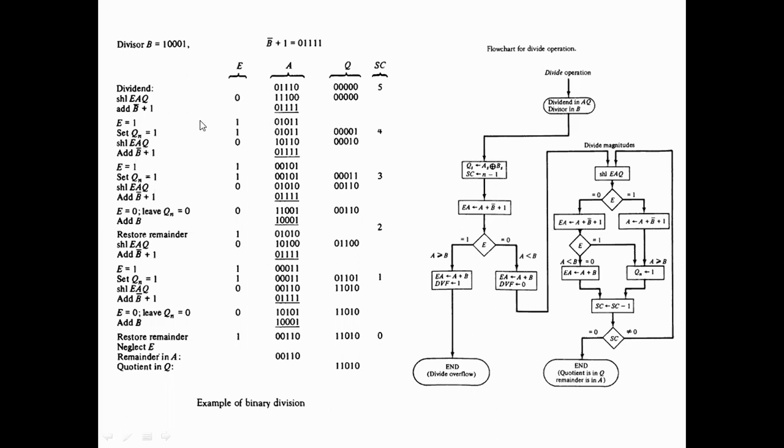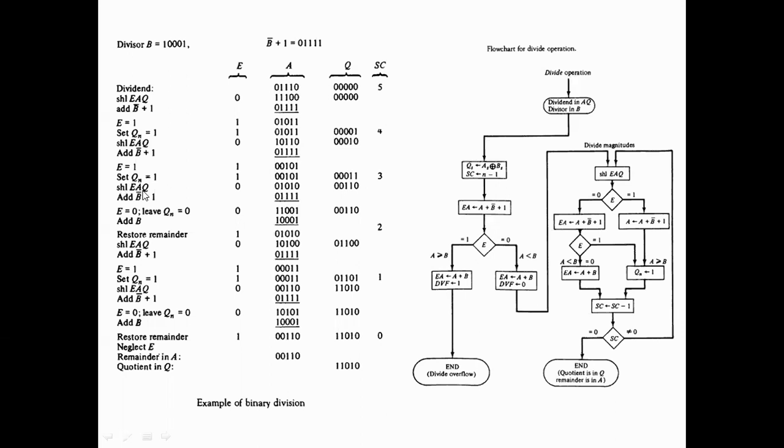So since E is 1, I put Qn equal to 1. Qn means the least significant bit of Q. So this 0 is to be converted to 1, and restart the iteration. So this SC will be 4 now. Now again, do the same steps again. Do a left shift of EAQ here, done. Then subtract B or add 2's complement of B, done. Check E. It is again 1, again put Qn equal to 1, and do a decrement in this SC.